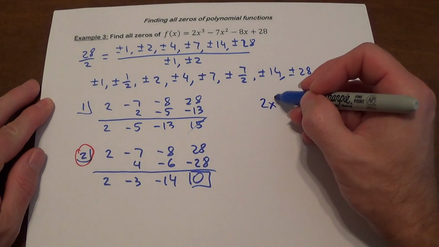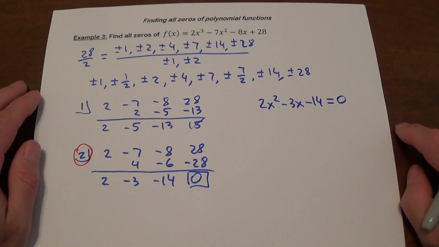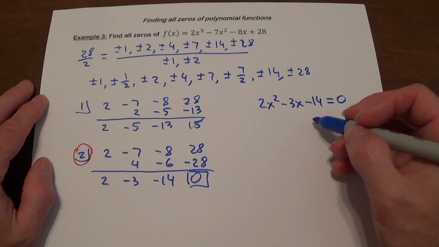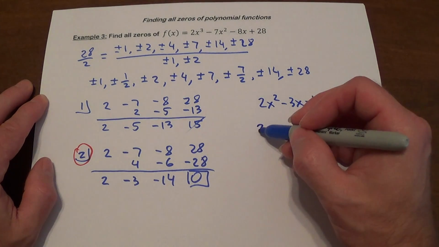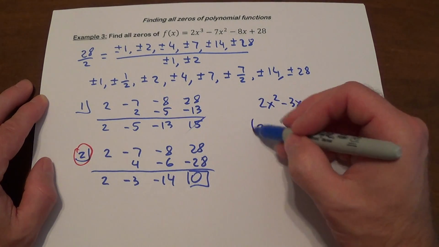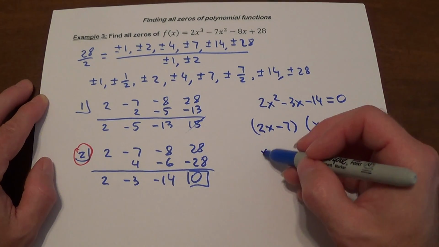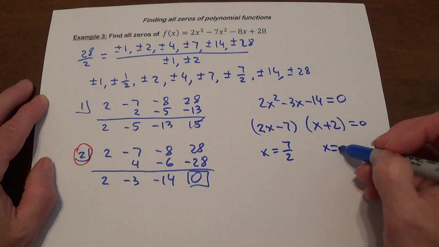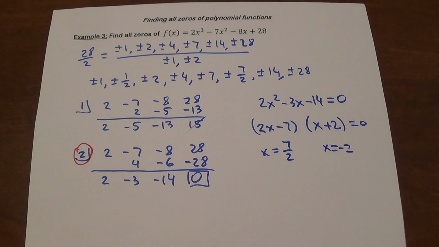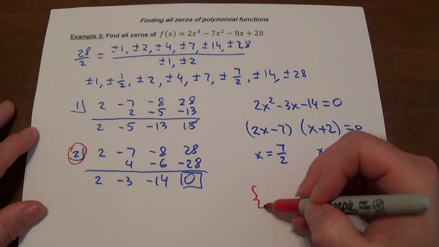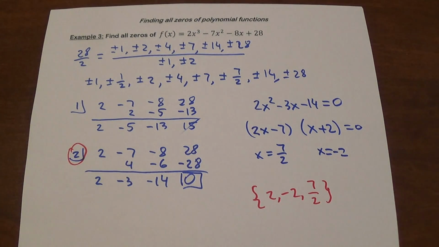So now we have 2x squared minus 3x minus 14 equals 0. This one can actually be factored. If you're getting stuck with problems like this, you can always use the quadratic formula. So what we're going to get here is going to be 2x minus 7 times x plus 2. Okay, so this one gives us x equals 7 halves. This one gives us negative 2. We have a third degree polynomial function. We got 3 solutions. We are good. So 2, negative 2, and 7 halves. All right, moving on.